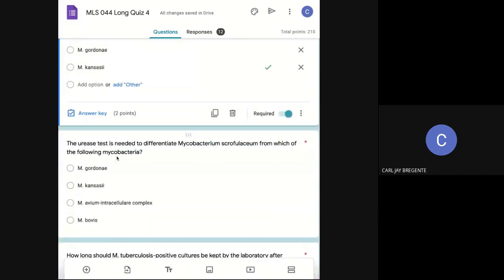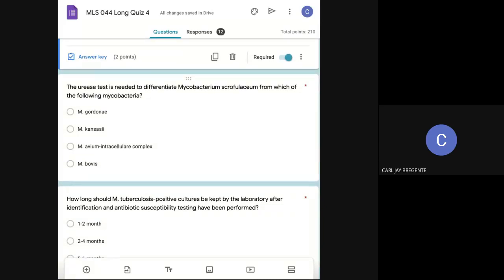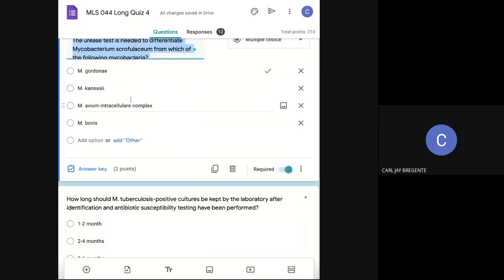Urease test is needed to differentiate Mycobacterium scrofulaceum from which of the following mycobacteria? So that is Mycobacterium gordonae.